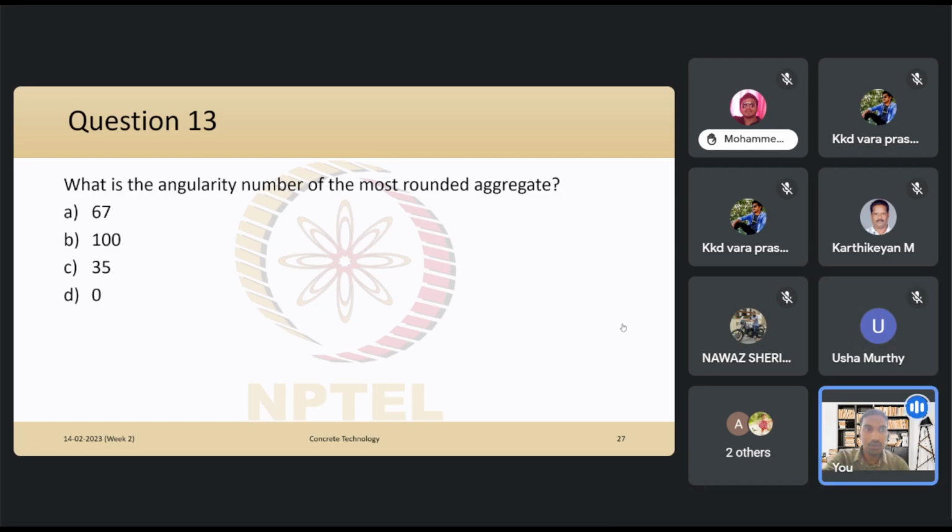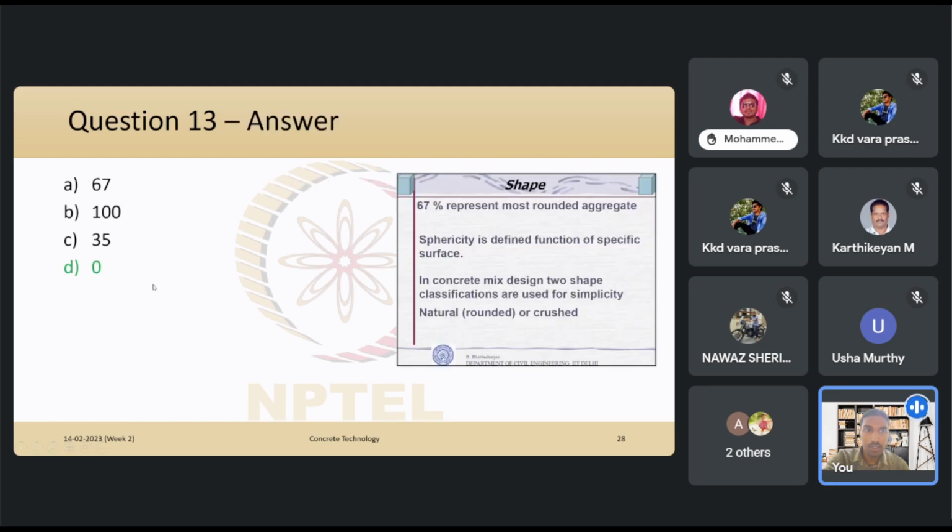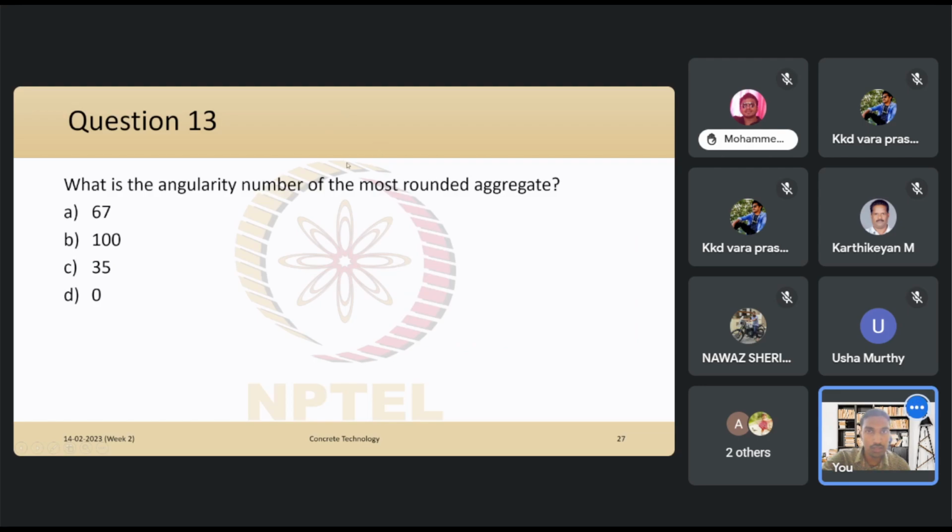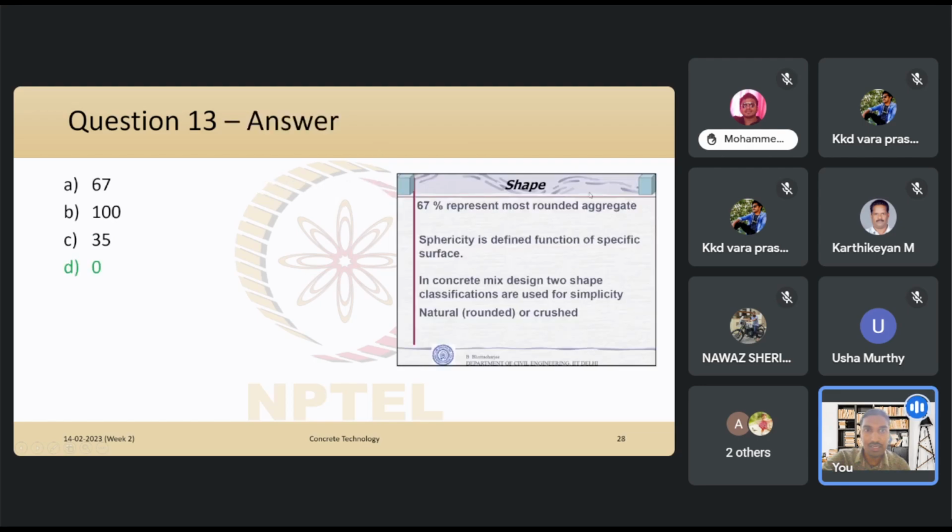Okay, so we have 2 votes for option D, 0. So let's look at the correct option. The correct option is option D, 0. So why is that? How do we calculate the angularity number? The angularity number is 67 minus the percentage of the solid volume when you fill the particles in a vessel. That's the formula. The question was about the most rounded aggregates, and for most rounded aggregates this percentage is 67, so 67 minus 67 comes out to be 0.